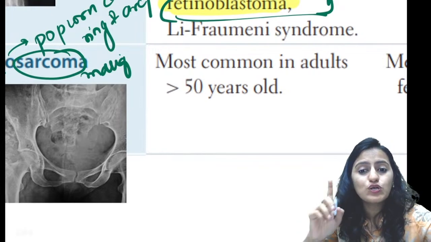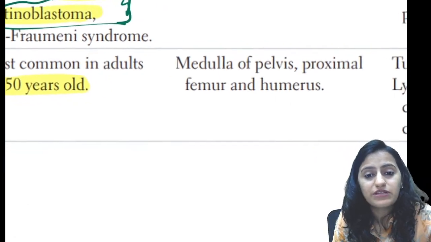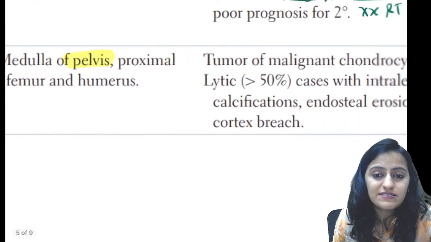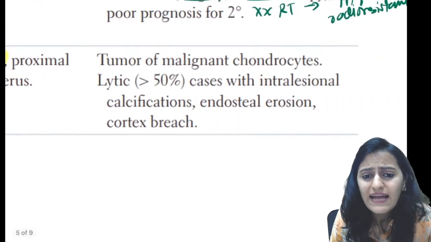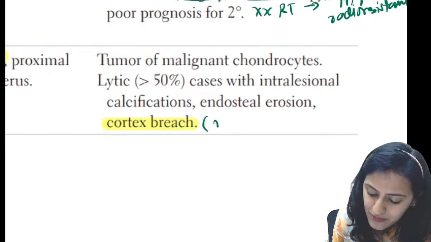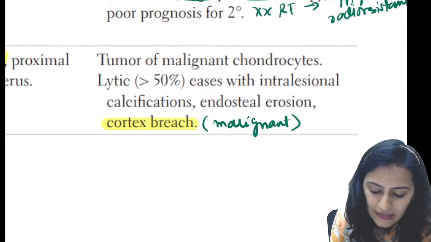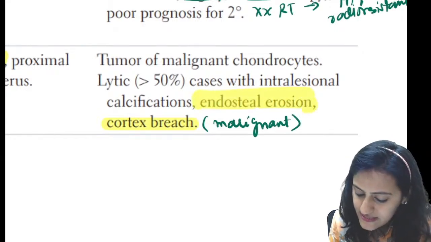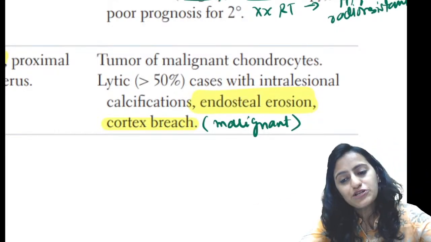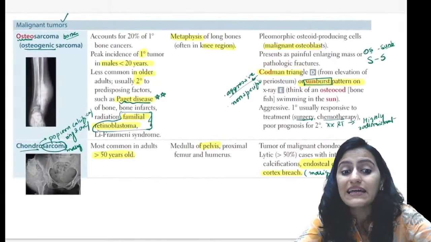And remember, chondrosarcoma, the malignant tumor, occurs in the elderly, more than 50 years. So it is common in the pelvis. This is what you should remember. And very, very important, because this is malignant, it can breach the cortex. Cortical breach is a feature of malignant tumor. Another important finding here is endosteal erosion, right? The erosion of the bone from inside. So remember, it can cause endosteal erosion and cortex breach, and this is common in the elderly.